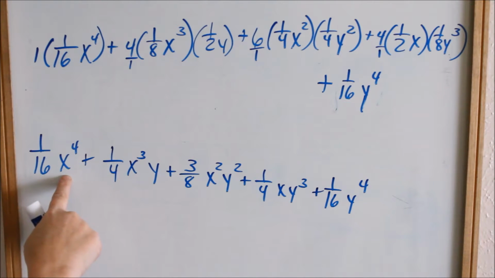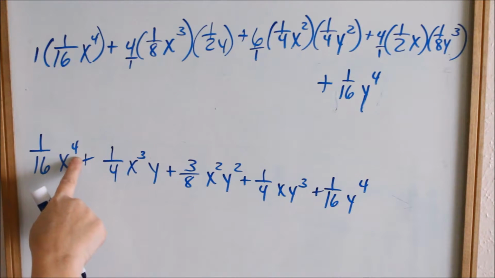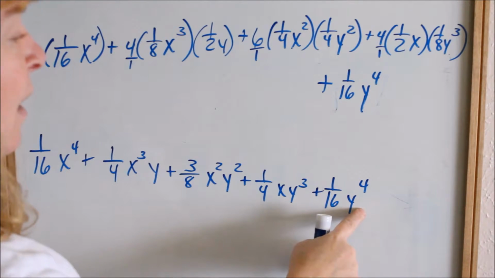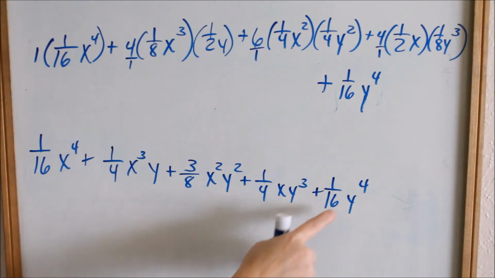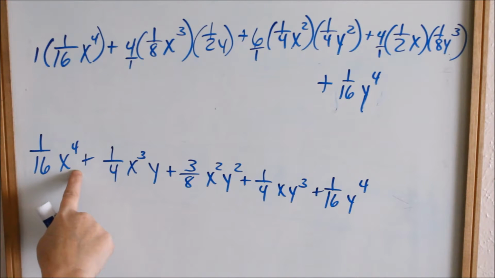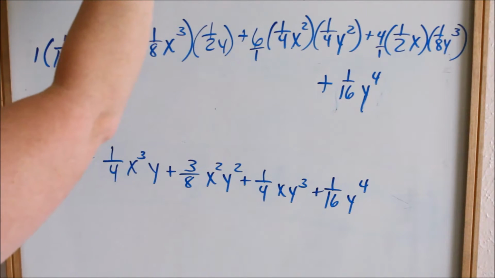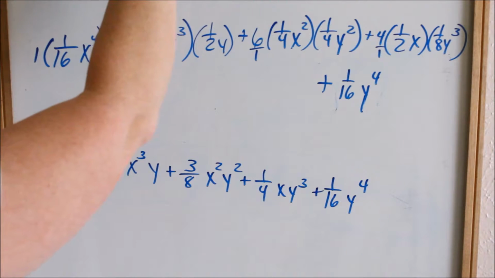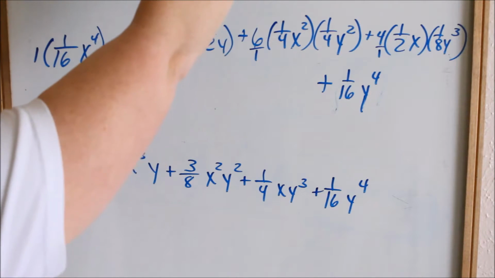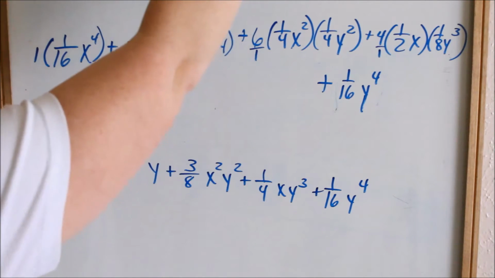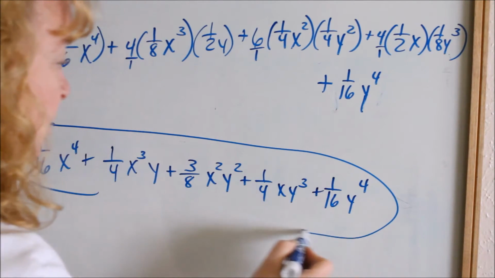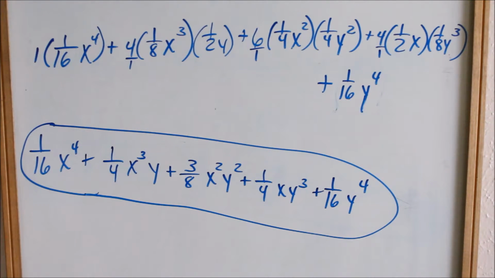So if I look at my x's, they should count down. 4, 3, 2, 1, no x's. The y ones will count backwards. 4, 3, 2, 1, and no y's. So your very first variable will count down starting with this highest number. Your second variable will count backwards, and the highest exponent will be on the last term. So make sure all your fractions are reduced, and just be careful when you're multiplying fractions together.